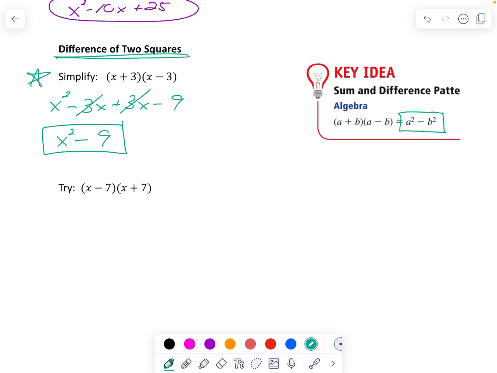And this is the difference. Difference means subtraction of 2 perfect squares. X squared, and then 9 is also a perfect square. So your answers turn out to be that difference of 2 squares.